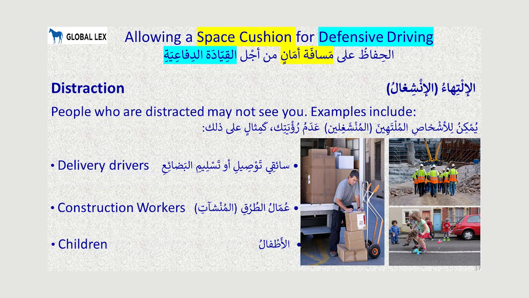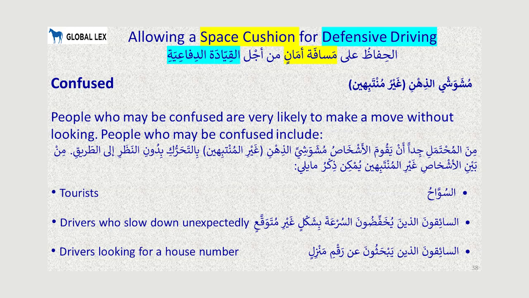Distraction. People who are distracted may not see you. Examples include delivery trucks, construction work, children. Confused. People who may be confused are very likely to make a move without looking. People who may be confused include tourists, drivers who slow down unexpectedly, drivers looking for a house number.